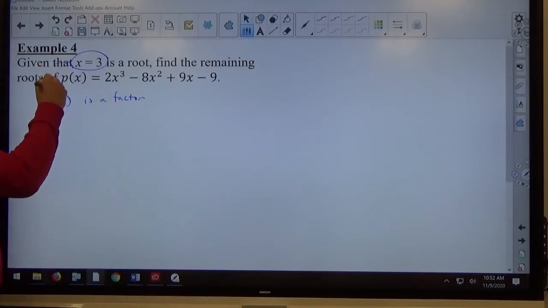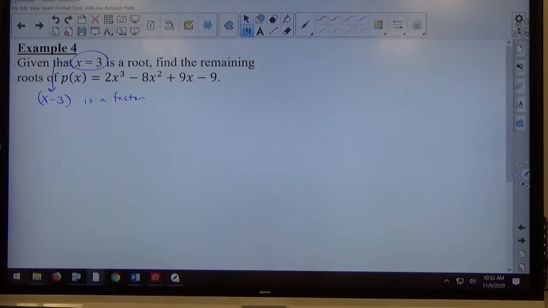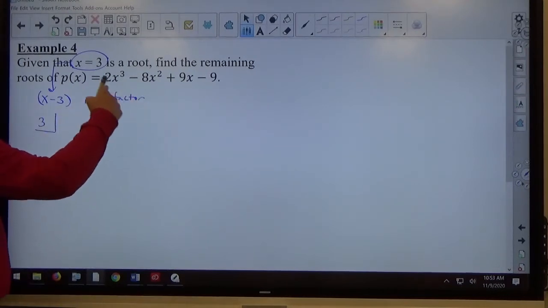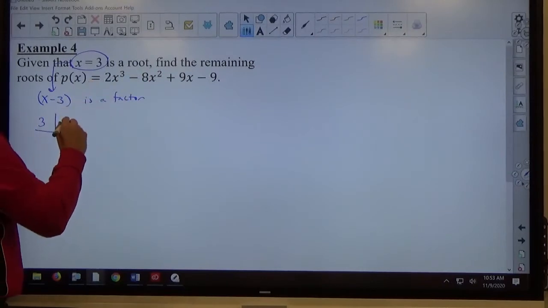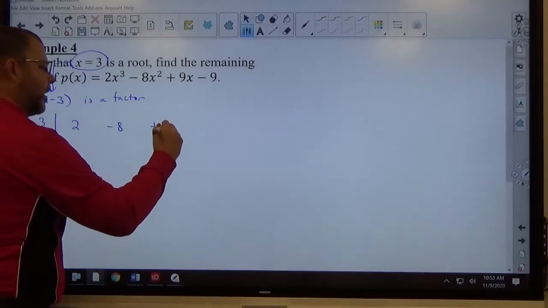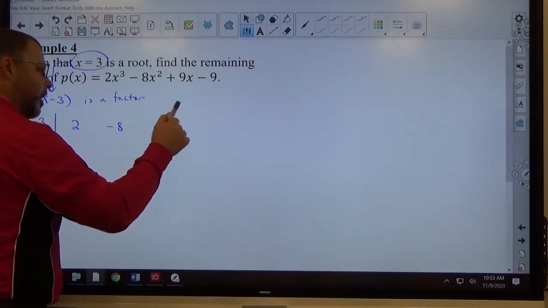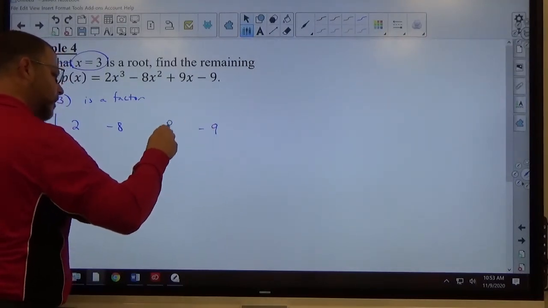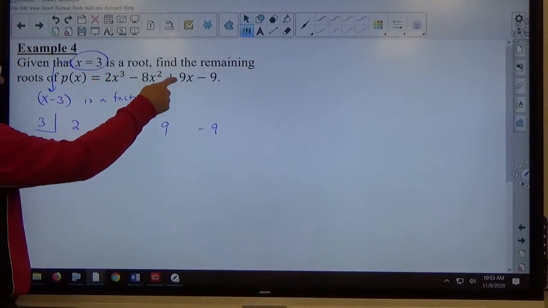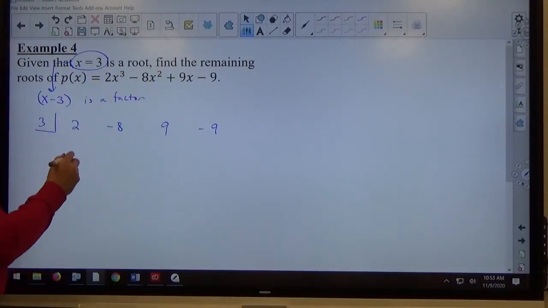Again, let the root establish the factor. Whatever the root is, x minus that number is the factor. I'm going to divide my polynomial p of x by my factor, so I'm going to put 3 up in the box, and over here I'm going to put the coefficients of my cubic function, positive 2x cubed minus 8x squared, positive 9x, and then minus 9. Again, every power of x has been accounted for, no zeros are necessary: x cubed, x squared, x, constant. Got the whole thing here.